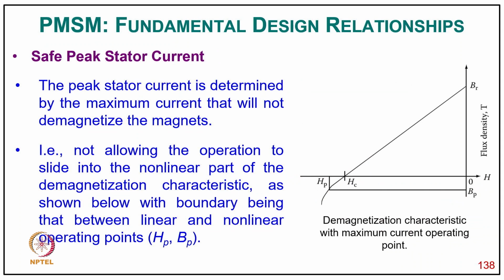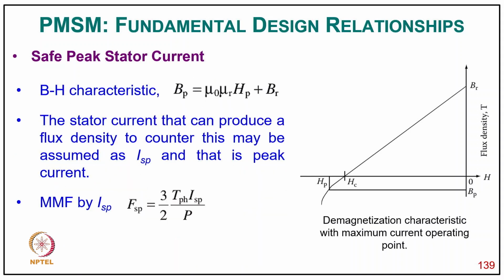Coming to the safe peak stator current, the peak stator current is determined by the maximum current that will not demagnetize the magnet, that is, not allowing the operation to slide into the nonlinear part of the demagnetization characteristic, as shown below, the boundary being that between the linear and nonlinear operating point Hp and Bp, as shown typically in the figure. So the BH characteristic is Bp equal to μ0 μR Hp plus Br.